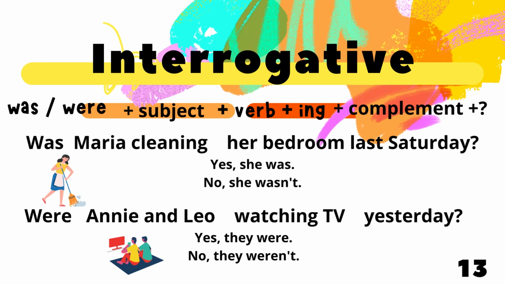Interrogative form. Was, were plus subject plus the verb with ing ending plus complement plus question mark. For example, was Maria cleaning her bedroom last Saturday? Yes, she was. No, she wasn't. Were Annie and Leo watching TV yesterday? Yes, they were. No, they weren't.